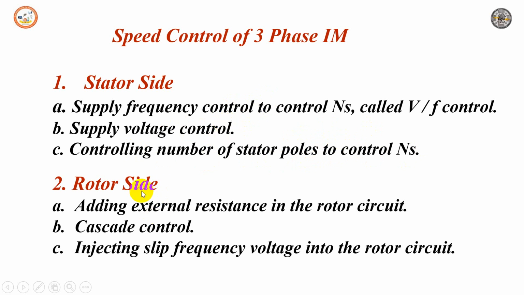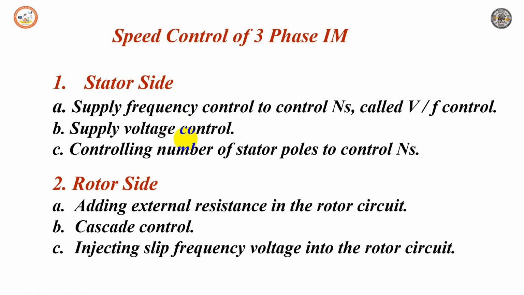From the rotor side, we have three methods: adding external resistance in the rotor circuit, cascade control, and injecting slip frequency voltage into the rotor circuit. We don't discuss the last two, but we do discuss adding external resistance in the rotor circuit as per the syllabus. On the stator side, I have left one more method, that is adding a rheostat into the stator winding. That is also one method where we can control the speed.